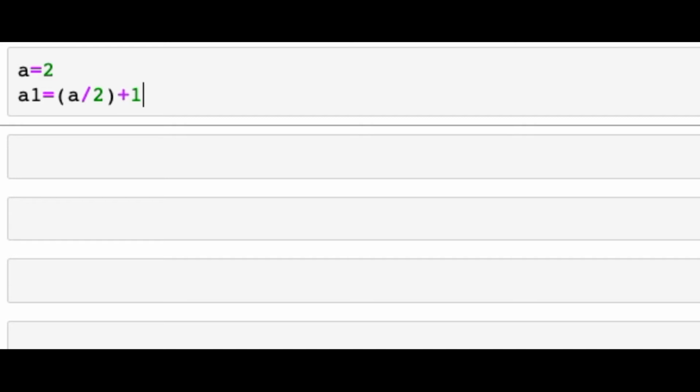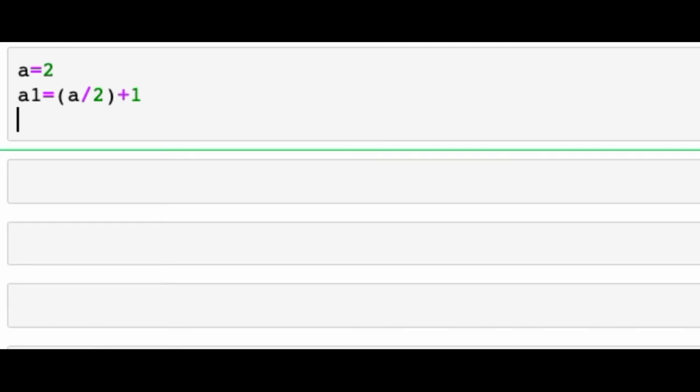I'm going to pick the first guess to be A1. It turns out I can pick any number at all, and it will work. So A1 is going to be A divided by 2, plus 1. We do that because the square root of A is not going to be bigger than A divided by 2 plus 1. So A divided by 2, 2 divided by 2 plus 1, is 1 plus 1 equals 2.